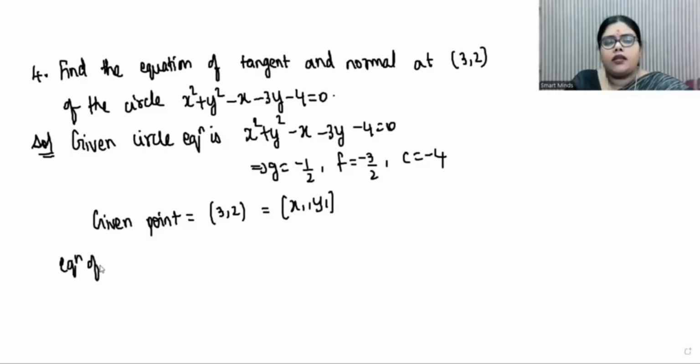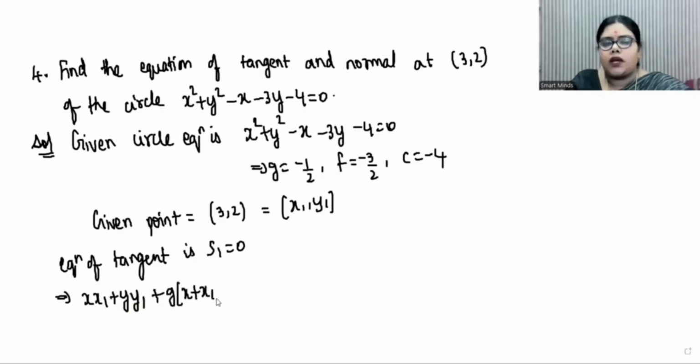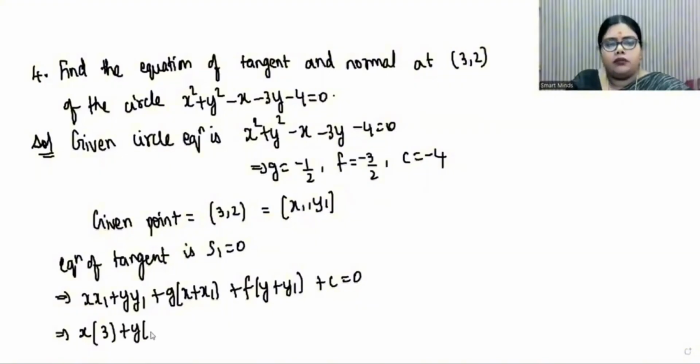Now we know that the equation of tangent is S1 is equal to 0. So what is S1 is equal to 0? x x1 plus y y1 plus g into (x plus x1) plus f into (y plus y1) plus c is equal to 0. Now we know g, f, c values, we know x1, y1. Let's substitute. So x into 3 plus y into 2 minus 1 by 2 into (x plus 3) minus 3 by 2 into (y plus 2) minus 4 is equal to 0.